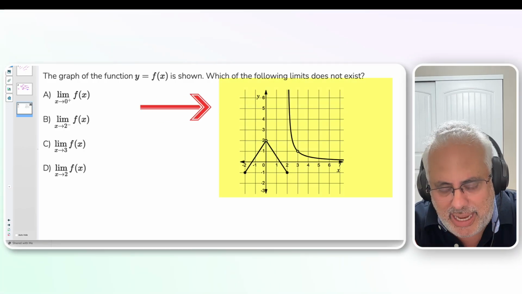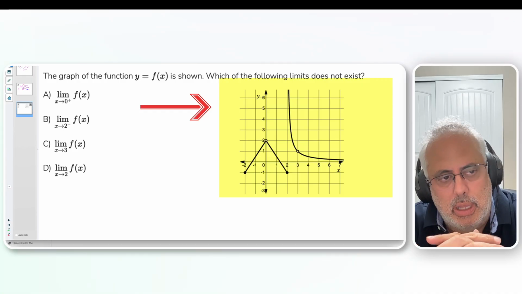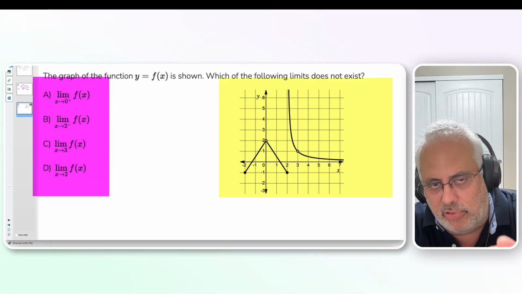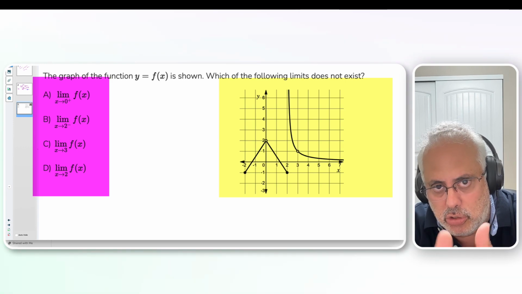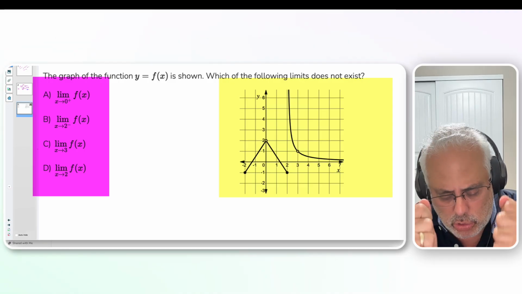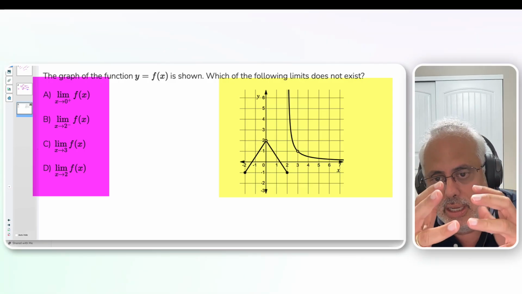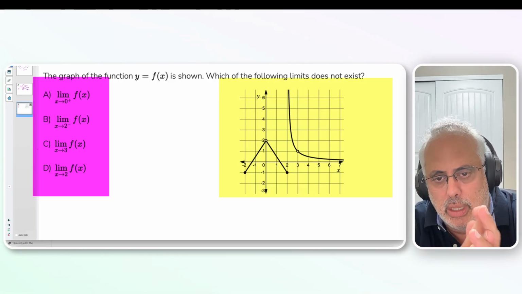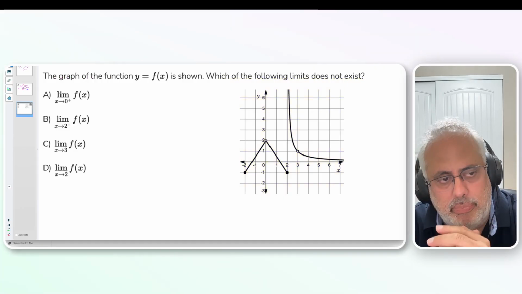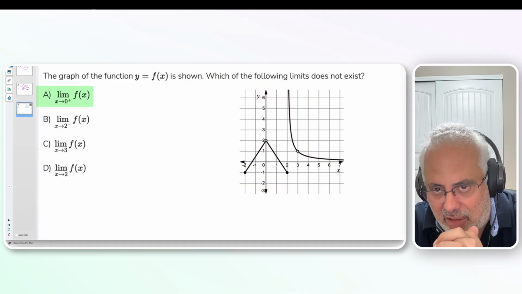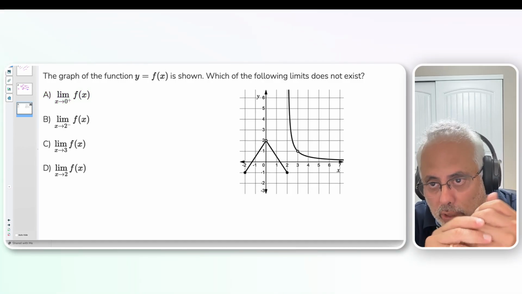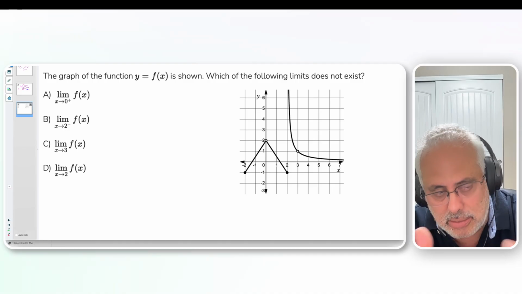Remember, what is the main actor here? Functions. And we have four possible choices, and they said the graph of the function y equals f of x is shown right here. Which of the following limits does not exist? So we are going now to practice the formal definition of limits. First choice. I want you to take a look at the first choice. The limit of the function f when x is approaching 0 from the right. We have to find the one that does not exist.